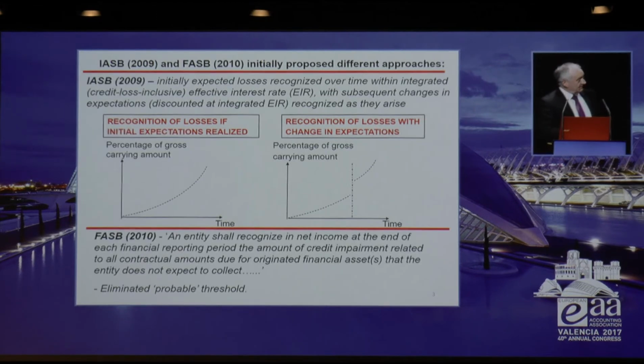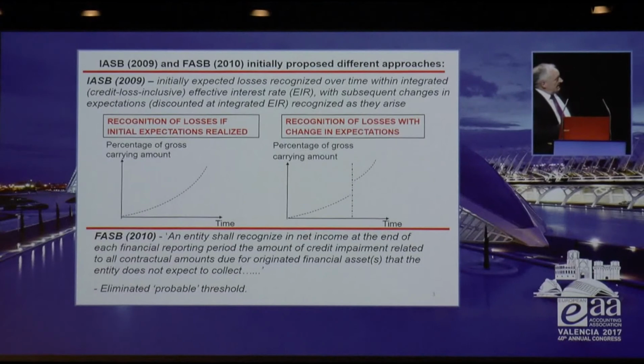The FASB, on the other hand, came up with a more simple approach in some ways, simply saying that it was required that there should be a recognition at each balance sheet date of the contractual amounts that were not expected to be collected.